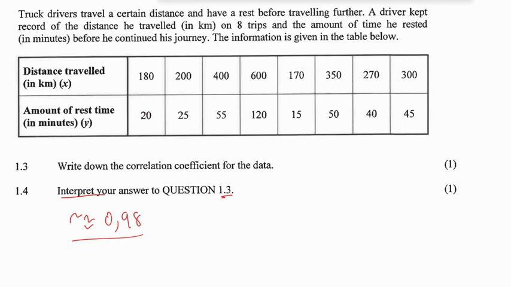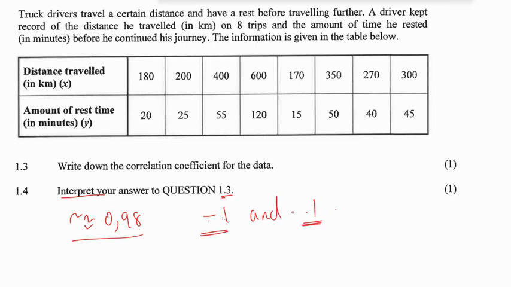Right. It shows us how these two variables, x and y, are related. These are values without any units, which are between -1 and 1. If the value is closer to 1, it shows us that there is a strong positive correlation. If the value is closer to -1, it means it's a strong negative correlation.